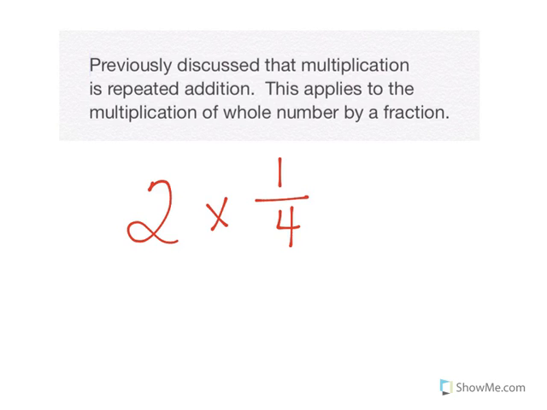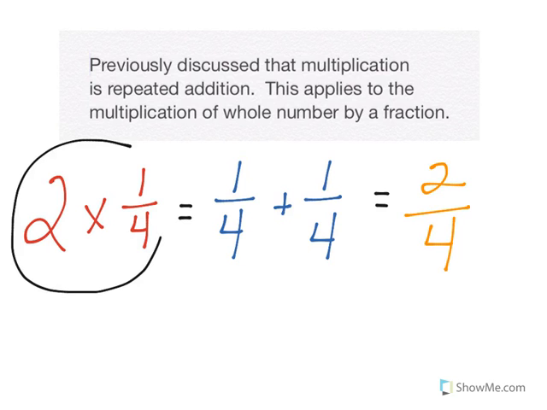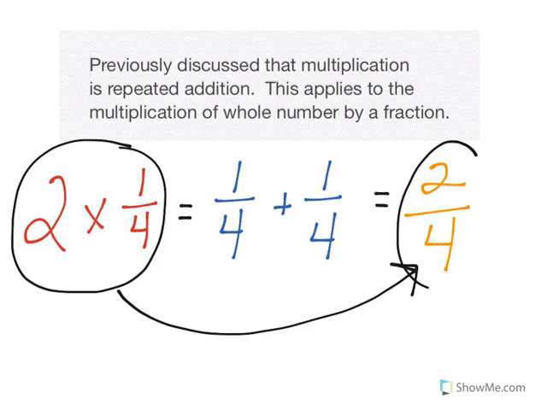For example, let's take a look at 2 times 1/4. That is really the same as 1/4 plus 1/4. If we add the 1/4 plus 1/4, we'll get 2/4. All of these are indeed equal. Therefore, 2 times 1/4 is equal to 2/4.